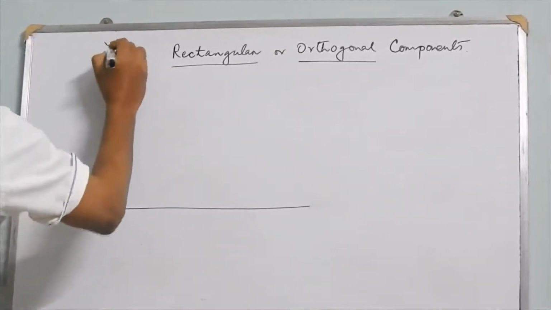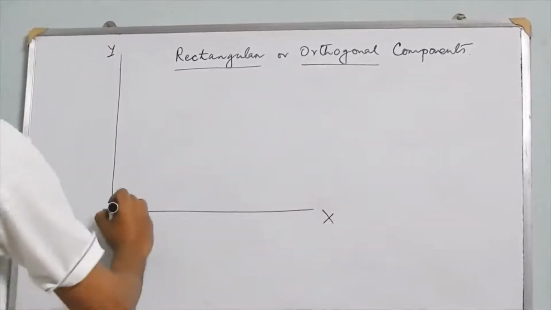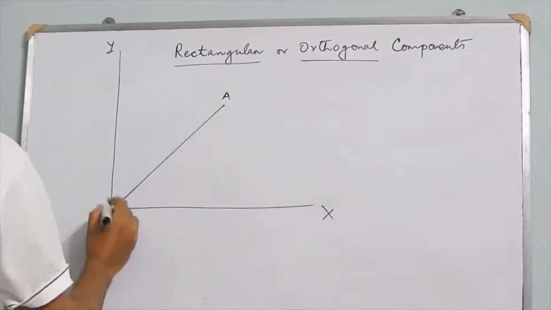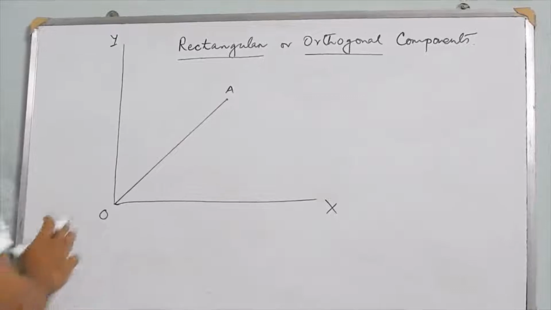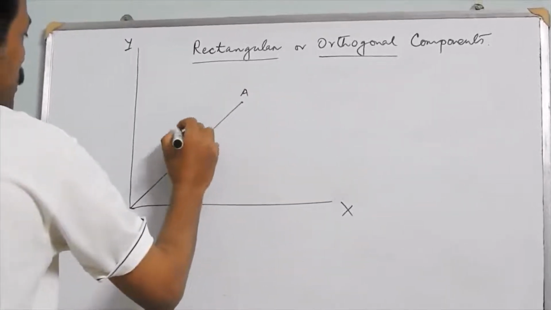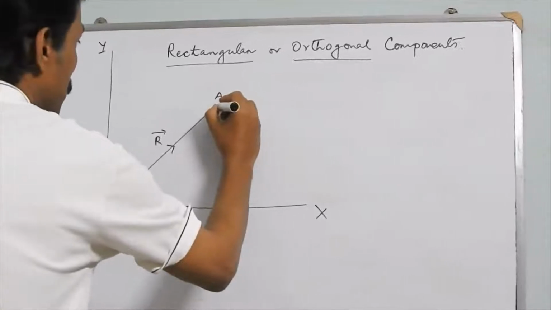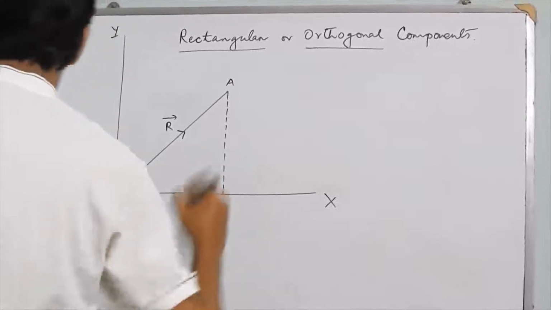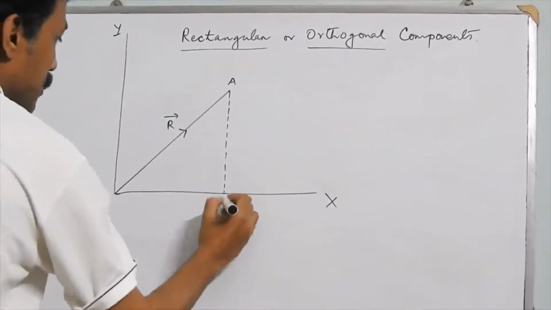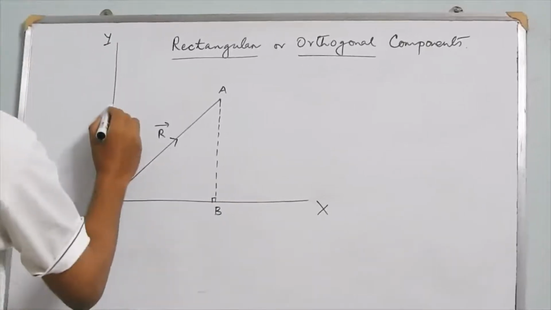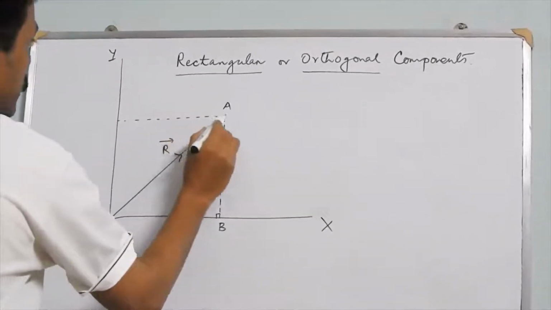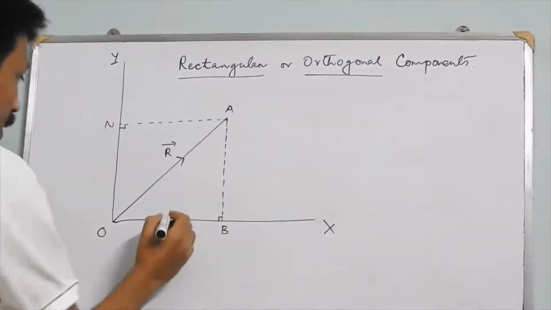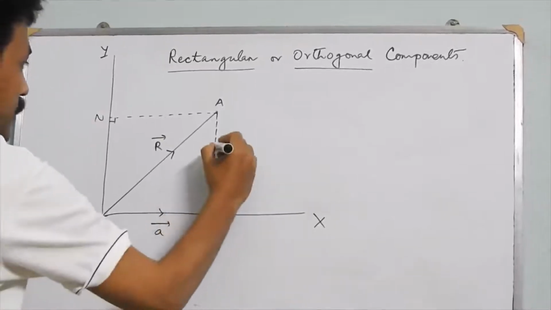So suppose this is the y axis and this is the x axis, and let the vector R that was denoted as OA. O refers to the origin of the coordinate system. This OA vector is R vector. And in a similar manner, we draw perpendiculars from the point A on the x-axis. This is the point B, that is the perpendicular, and we draw perpendicular on the y-axis. This point is called as the point N. And now this is your A vector and this is your B vector.